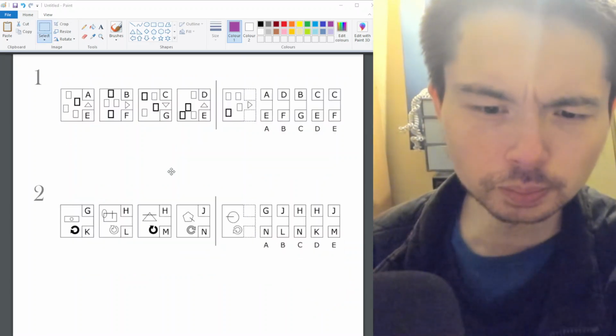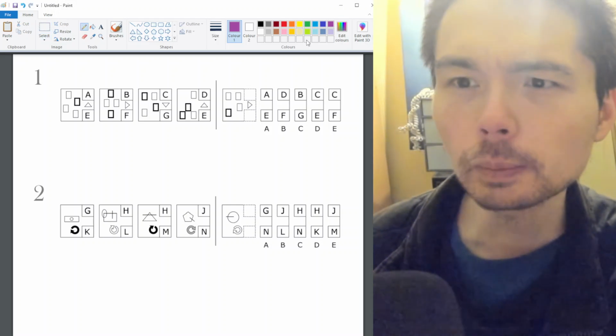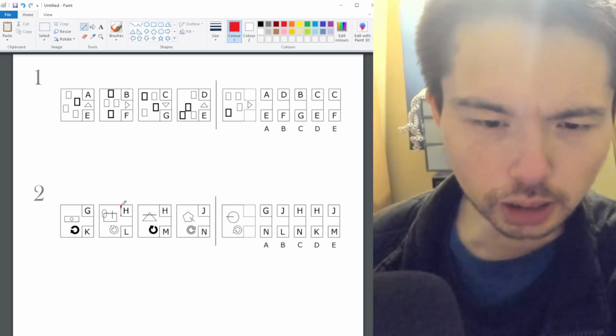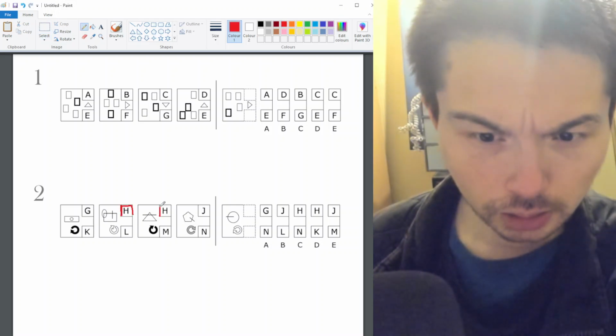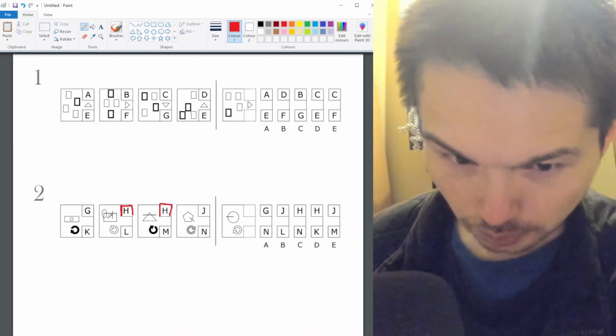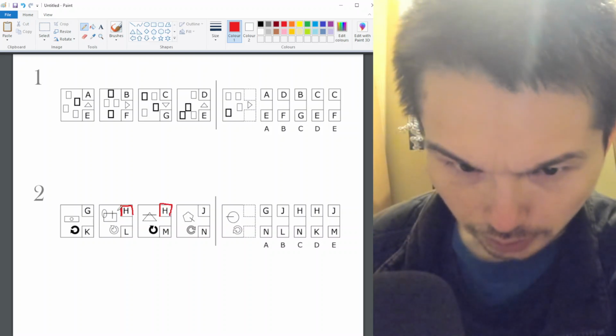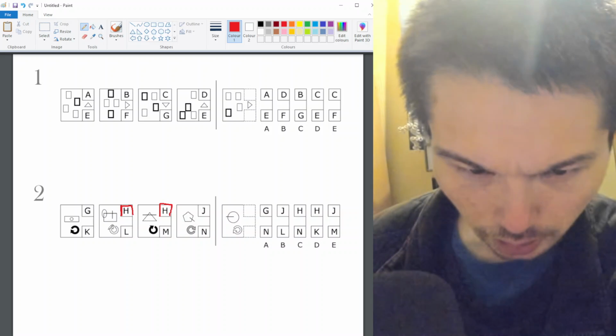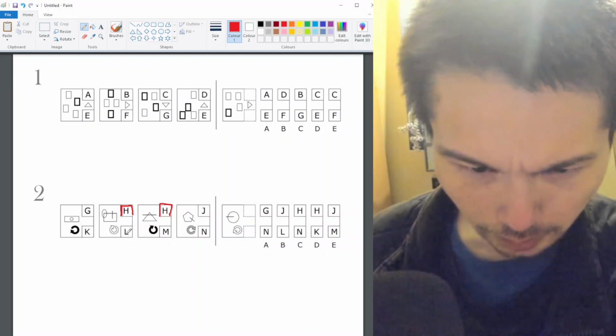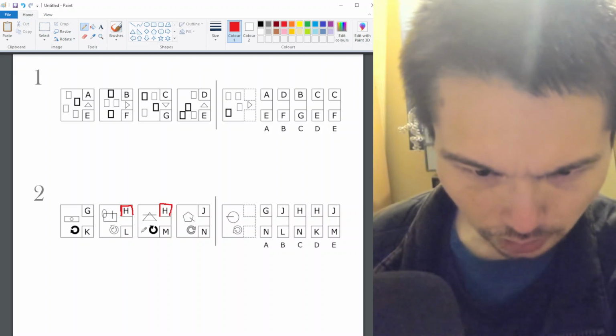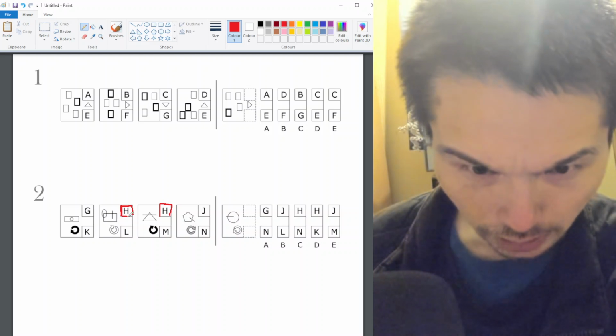Question 2. Same thing, guys. Pick 2 letters that are the same. H, H. Look at these 2. What are the same? The shapes? Nope. The lines? Nope. The recycling sign? Yes. Color doesn't matter. The recycling sign is in that same position, so that's what H means.